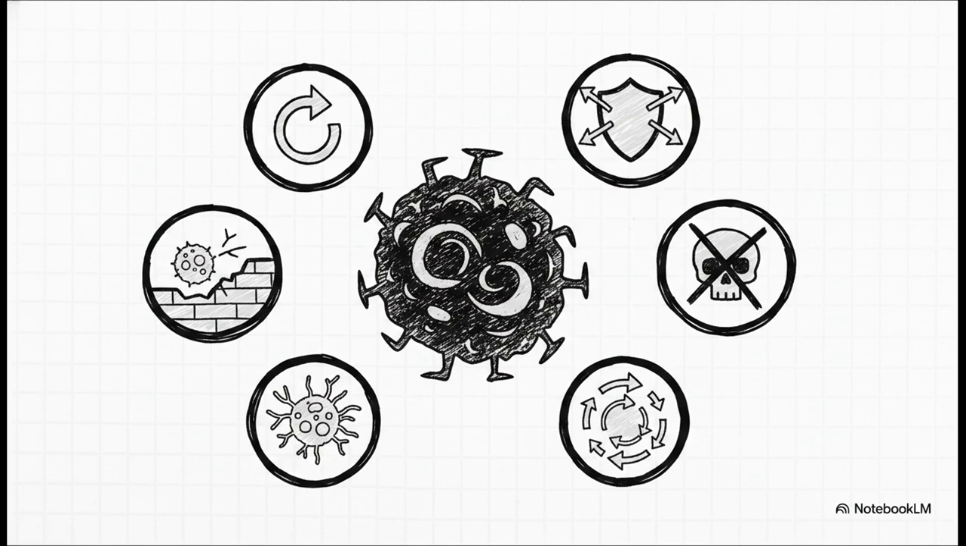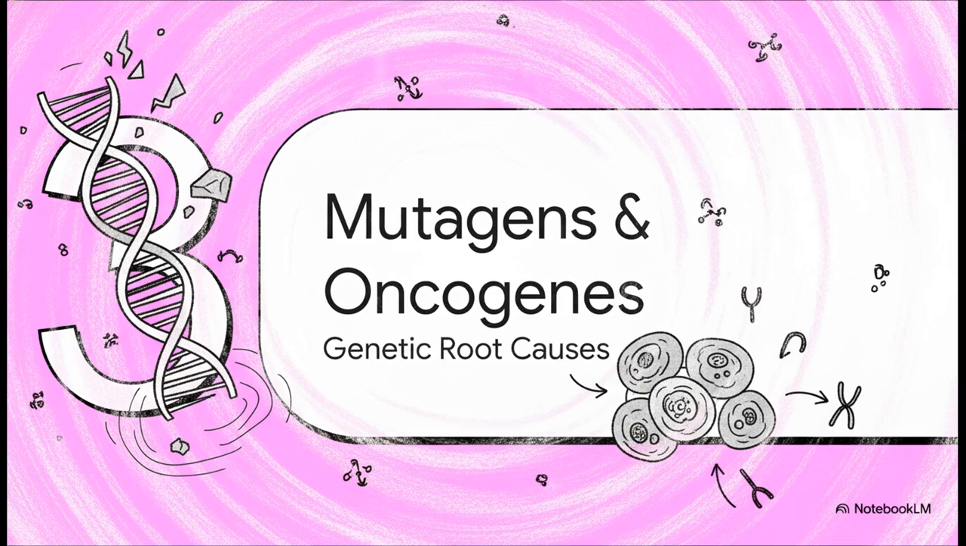Fifth, they sustain angiogenesis. This is crazy. They literally force your body to build brand new blood vessels just to feed their own massive oxygen demand. And finally, as we touched on, they acquire the ability to invade tissues and metastasize. By checking off these 6 traits, a tumor entirely manipulates its microenvironment. Which brings us to our third section, mutagens and oncogenes.